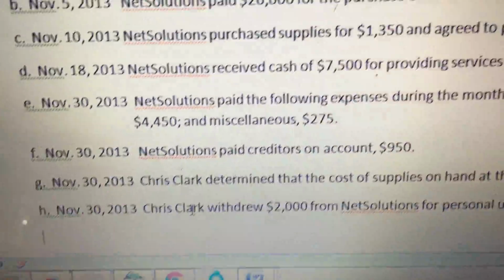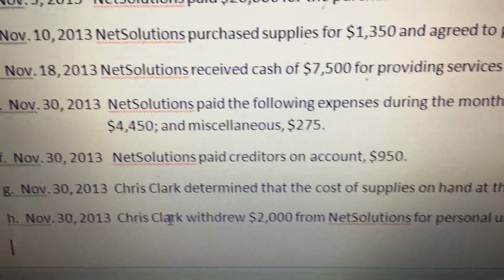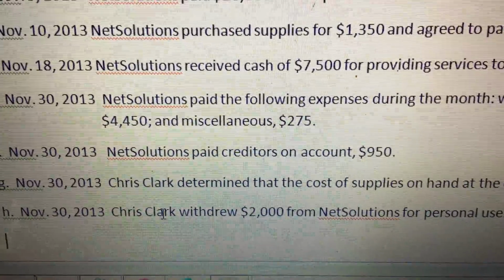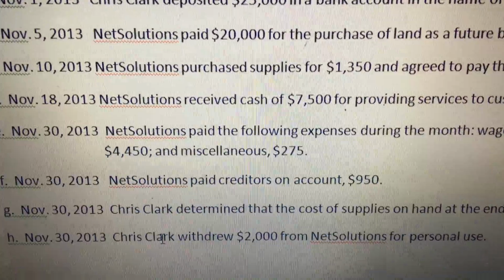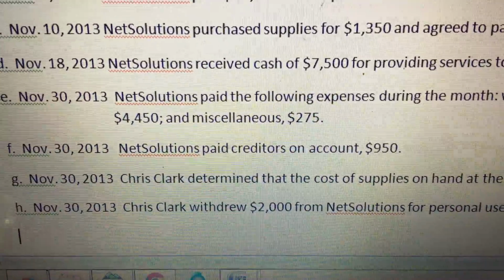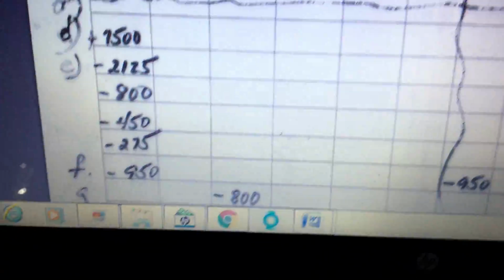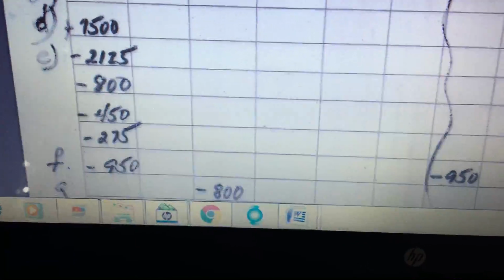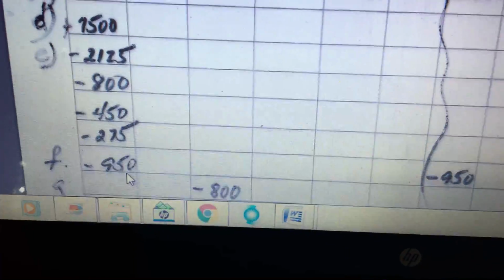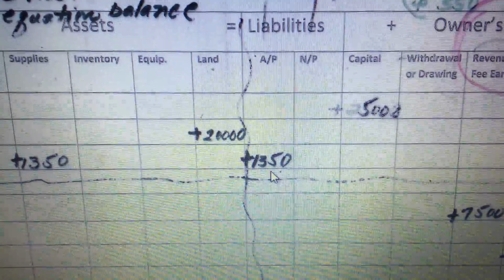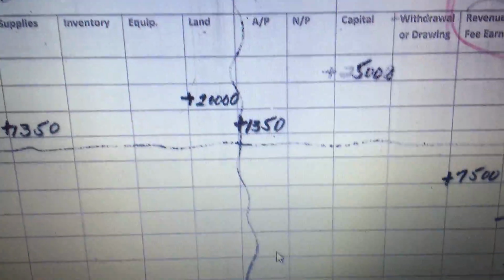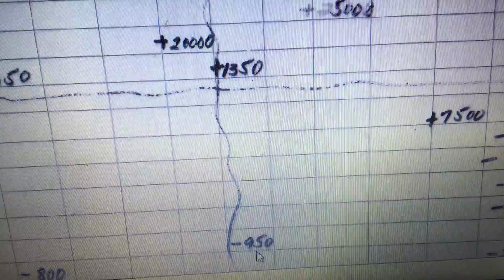Okay, so on November 30th, Net Solutions paid creditors on account $950. So let's see what we did. What we did here was to use our cash. So we know if we use our cash now, that's going to be a credit. But come over here, and what they're doing is sending a check in payment of that accounts payable, $950.